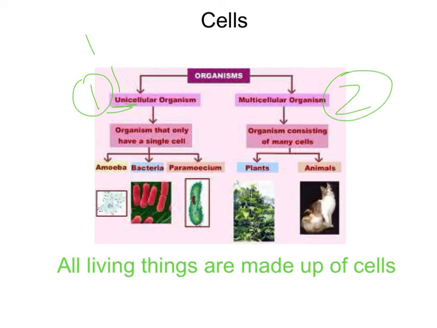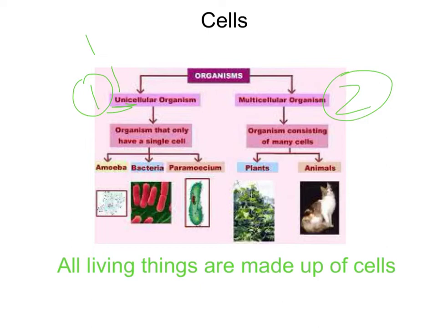Right, so that's unicellular. Whereas multicellular, multi just means many. So multicellular are organisms consisting of many cells. A good example would be plants, all animals are multicellular. So they would have many thousands, but usually many billions of cells. Right? So multicellular means that they have billions of cells.